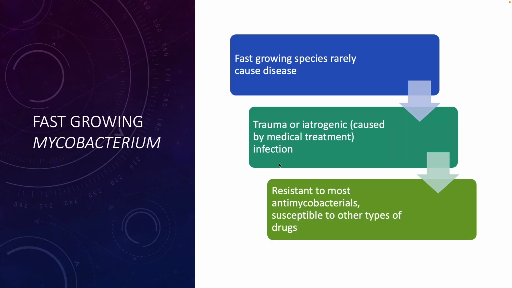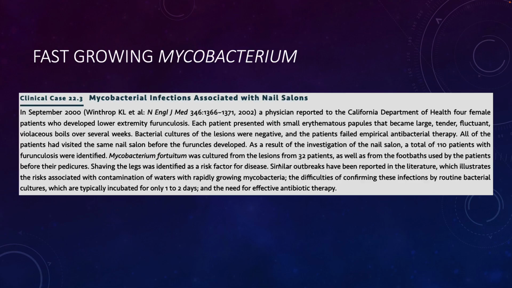The fast-growing Mycobacterium we're not really going to talk about too much because they rarely cause disease. Generally, the infections we do see with the fast-growing Mycobacterium are caused by trauma or by medical treatment. They are resistant to most antimycobacterials because those drugs have really been designed to target the slow growers. However, because they're more rapidly growing, they are susceptible to other types of antibiotics. We have a case study here. So if you like to get your nails done, I'm sorry.